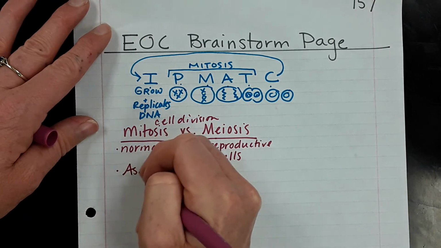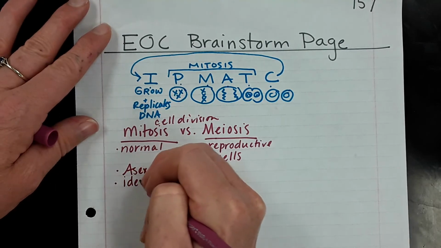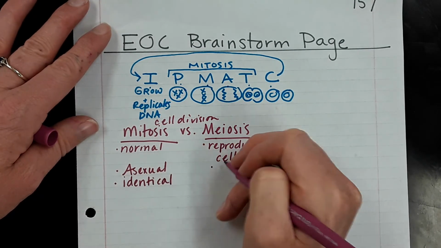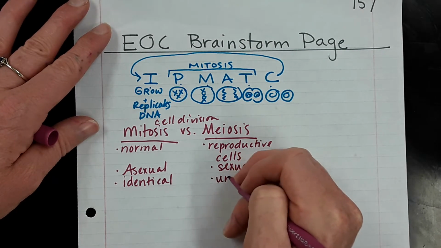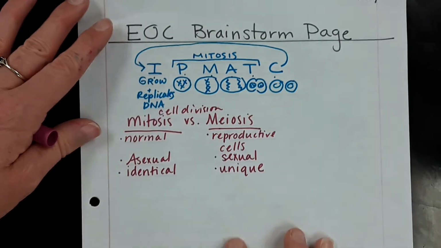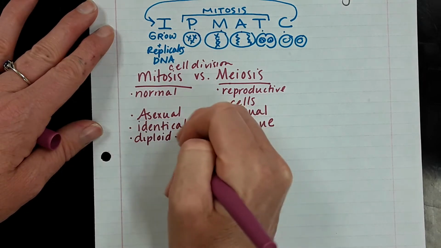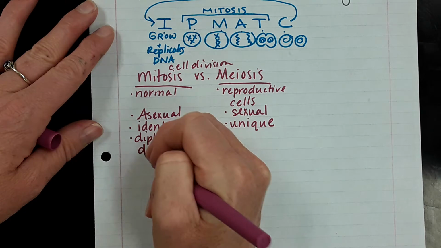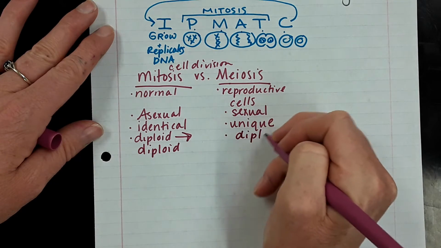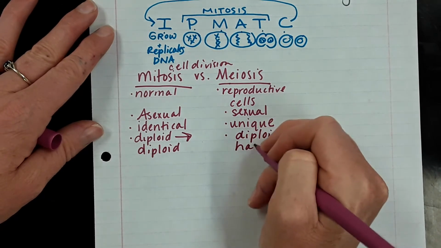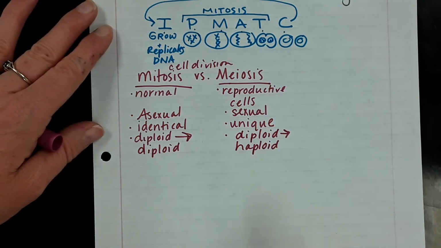Mitosis is an asexual process, and this means that it's making identical daughter cells. Meiosis is used for sexual reproduction. And these cells are required to make unique cells and unique offspring. Mitosis takes cells that are diploid, that have double the number of chromosomes, one from each parent, and it makes those cells diploid because it makes identical cells. Meiosis takes cells that are diploid, and it makes them haploid. It halves the number of chromosomes so that the correct number of chromosomes are present in those gamete cells.